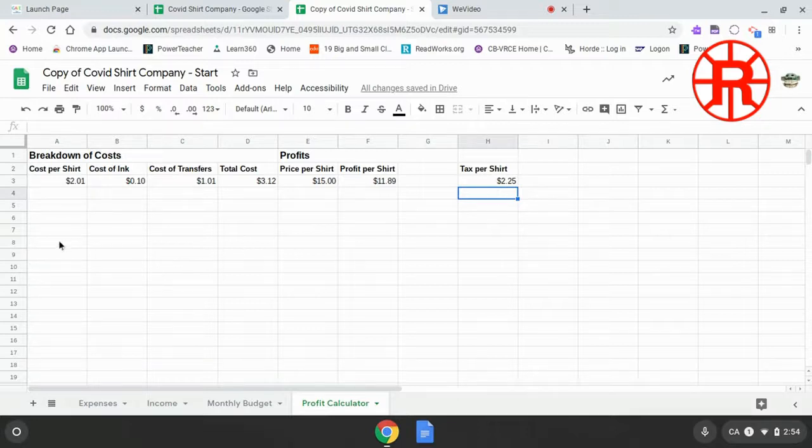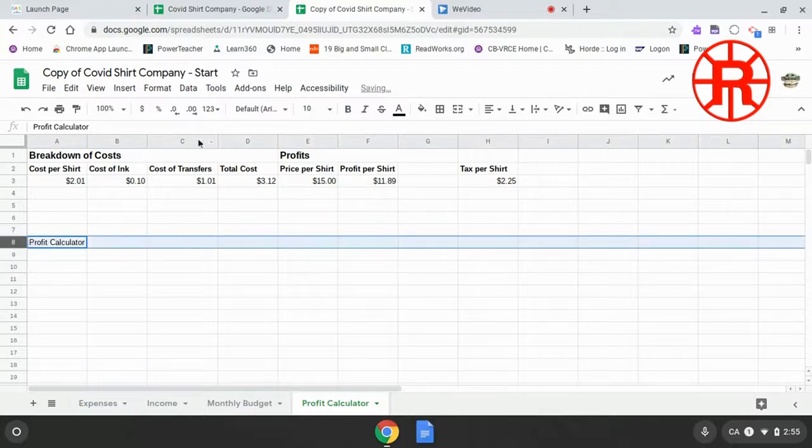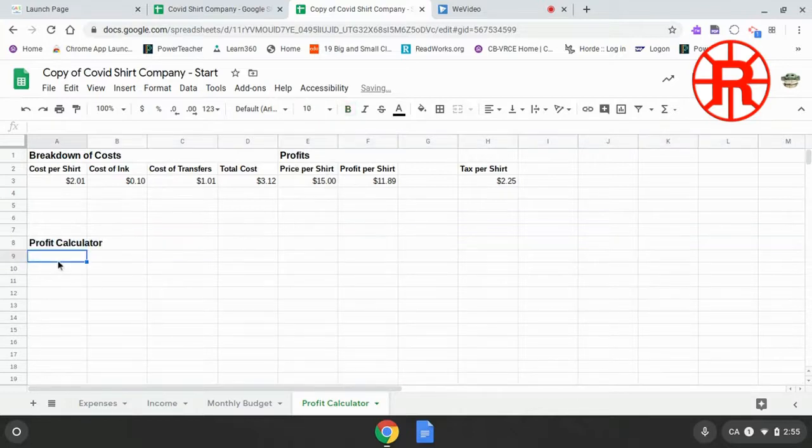And so in the next step, we are going to figure out what our actual profits would be based on the number of shirts that we sell. And so we will do that in the space down here below. And we're going to call this our profit calculator. And again, I'm going to make this bold, and I'm going to make it a little bit bigger. And then I'm going to have our subtitles down below that. And our first one is just going to be number of shirts, because that's what all of this is based on, how many shirts we sell.